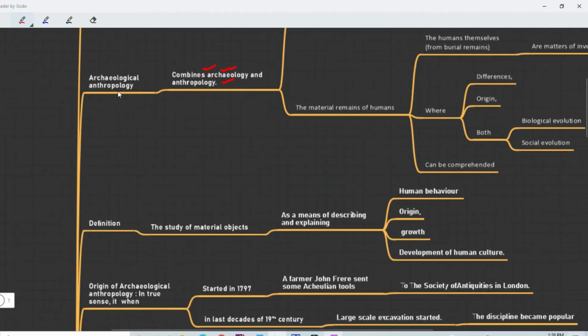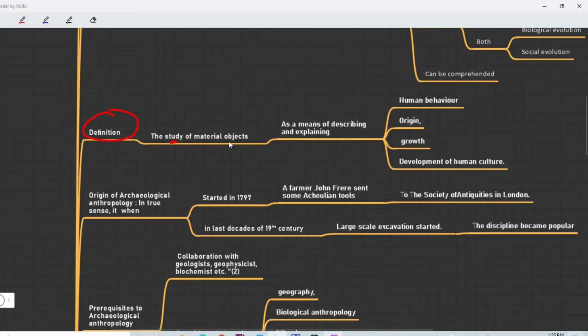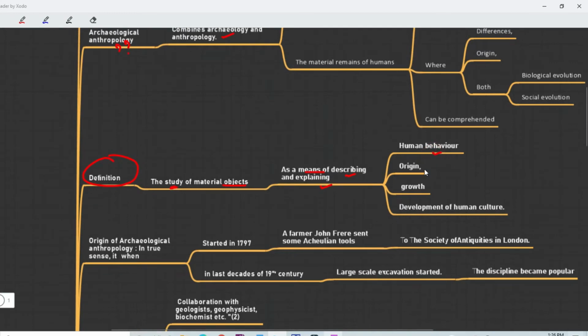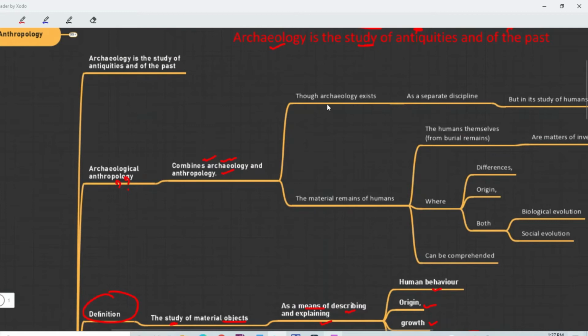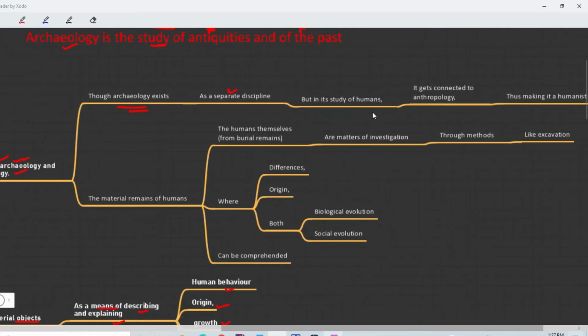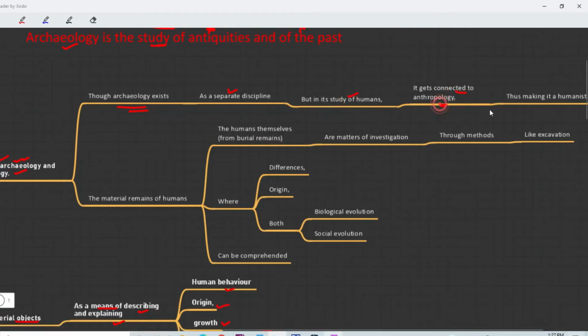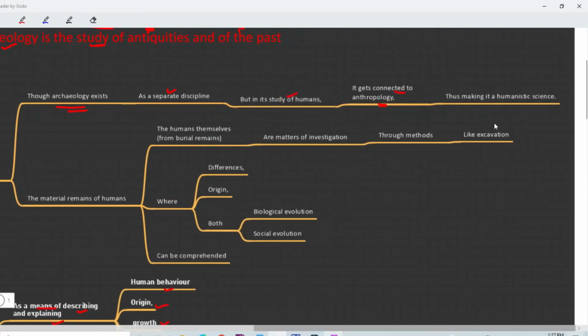Let's understand it through its definition. Archaeological anthropology is defined as the study of material objects as a means of describing and explaining human behavior, its origin, growth, and development of human culture. See, though archaeology exists as a separate discipline, when it comes to the study of humans, it gets connected to anthropology, thus making it humanistic.